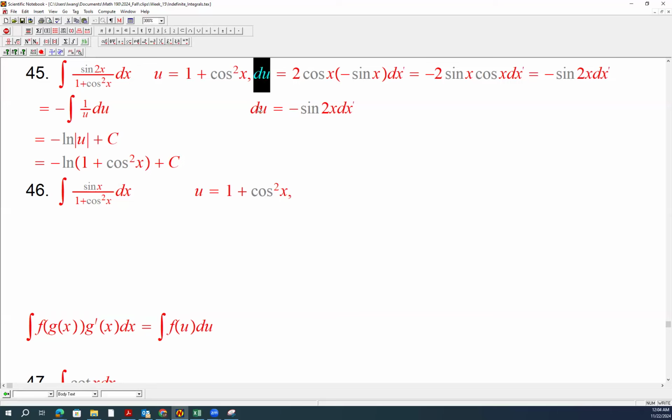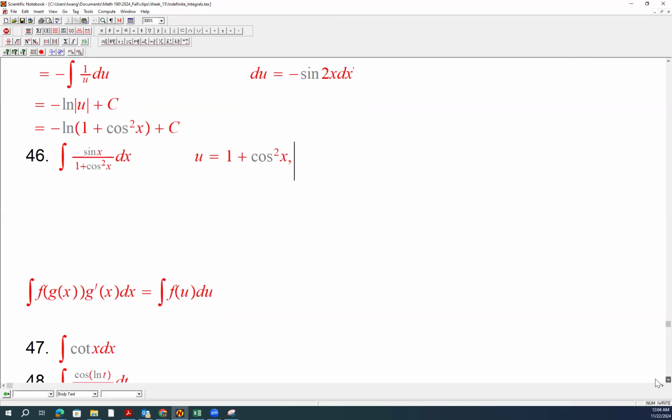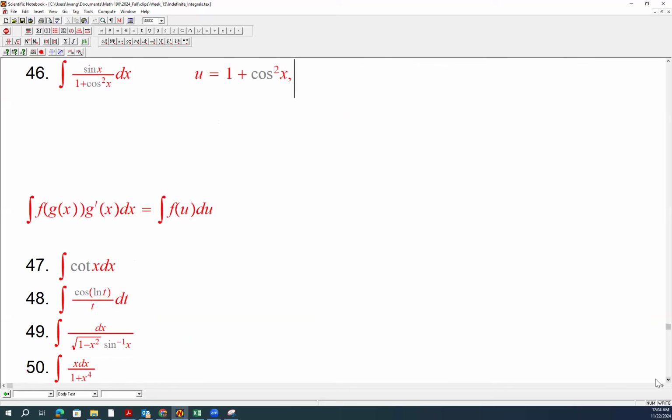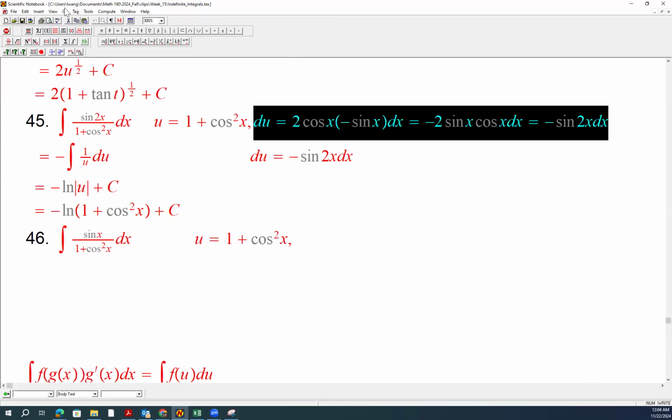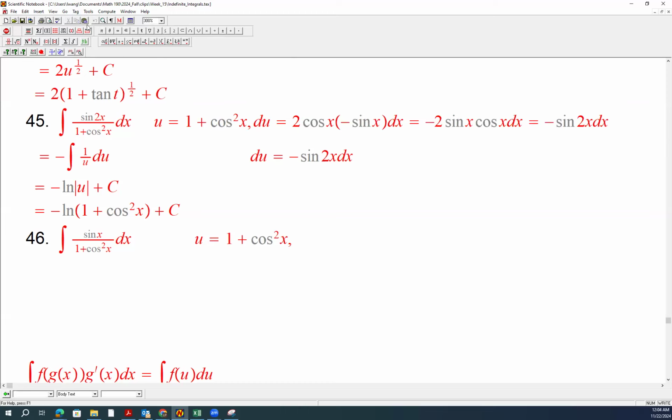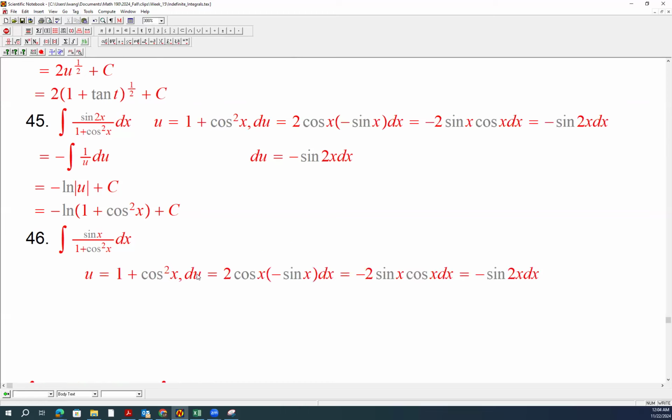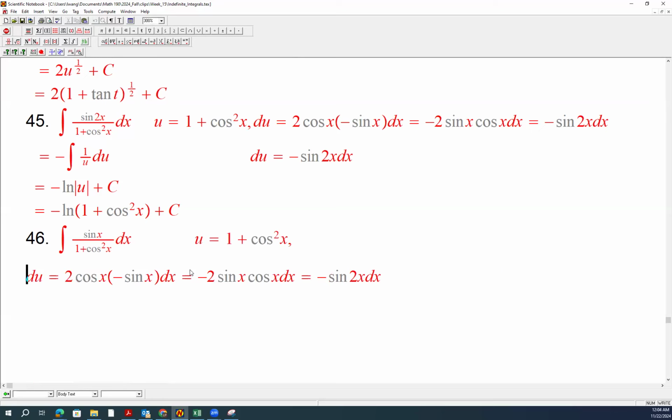So du equals this long thing, but we don't have sine 2x, right? So what are we going to do? Is this going to work? No fear, we can just experiment. If this turns out to be the case, we experiment. So I'm going to take du, I'm going to take the whole of it. Okay, du.